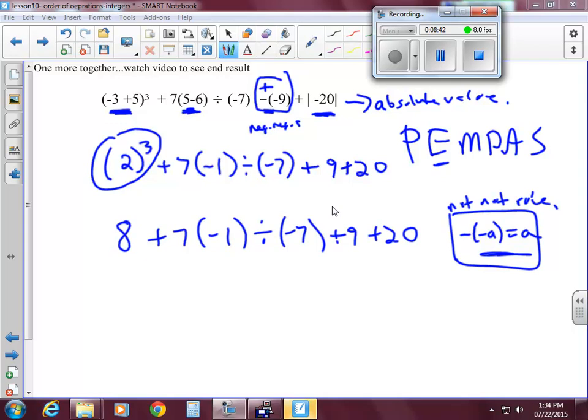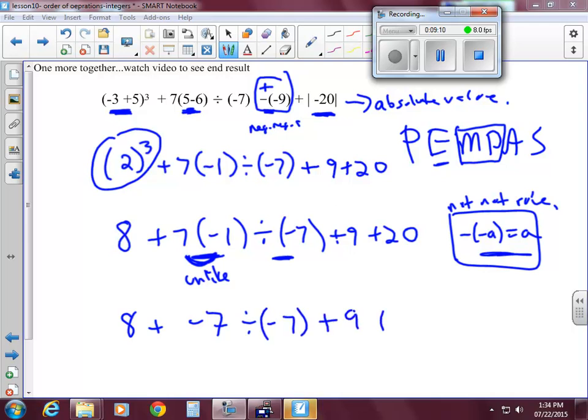All right. Now PEMDAS says to take care of any multiplication and division before addition and subtraction. So these two guys are multiplied with each other, and then eventually we have division. So let's try that. So 7 times negative 1, well, those are unlike signs. I'm even going to write here unlike signs, so it's going to be negative 7. Record everything. So 8 plus negative 7 divided by negative 7 plus 9 plus 20.